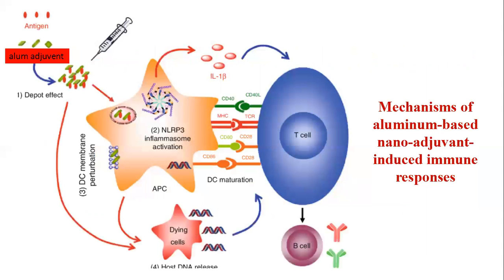So here, with this figure, you can get some idea. I have taken an example of alum adjuvant, because mostly alum or aluminum based nano adjuvants are used nowadays for the production of vaccines and to boost or induce the immune responses.